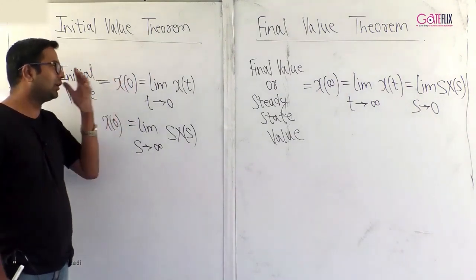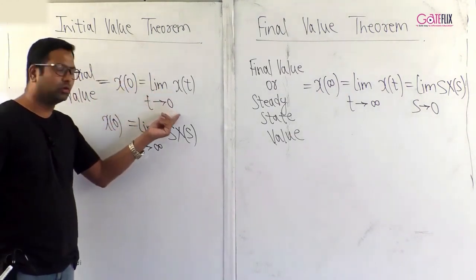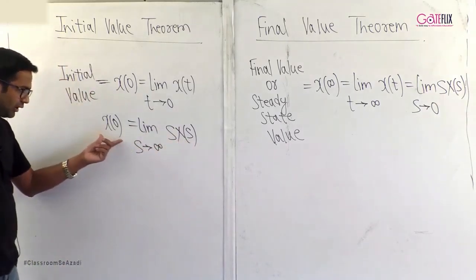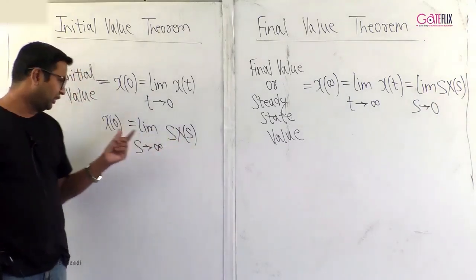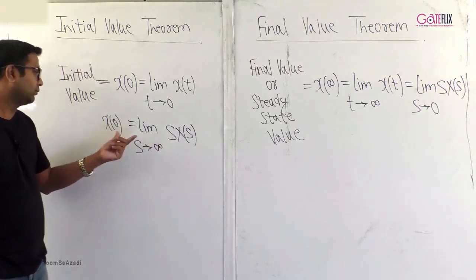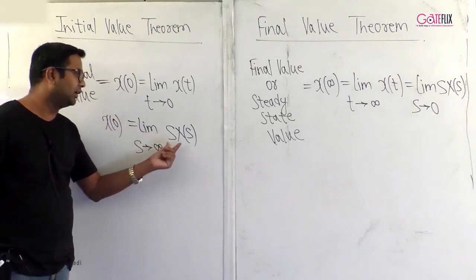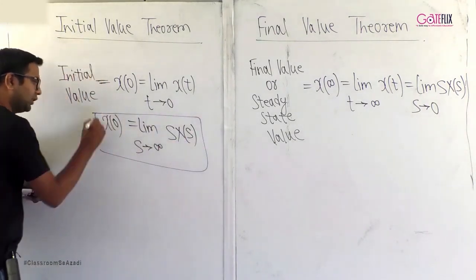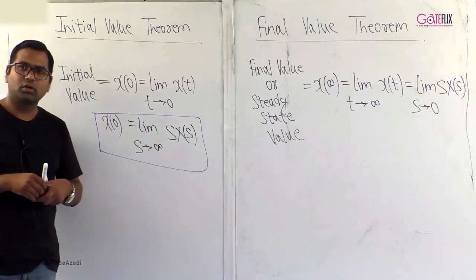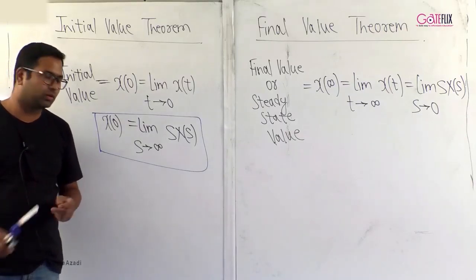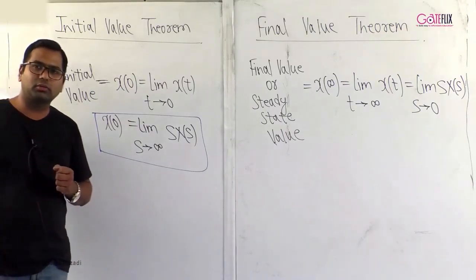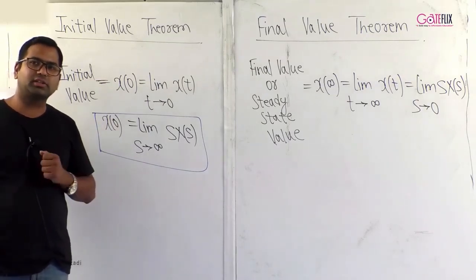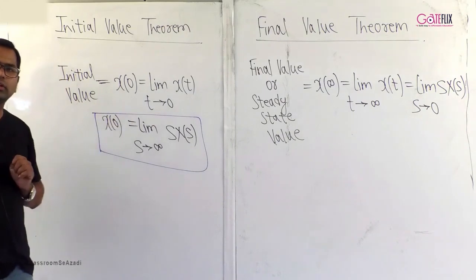Now according to the initial value theorem, the initial value can be calculated from its Laplace transform. How do you calculate the initial value from the Laplace transform? The initial value can be calculated by using limit s tends to infinity s into capital X of s. This statement is called the initial value theorem. We get a lot of questions in competitive exams where you have to use the initial value theorem to find the initial value of the signal x of 0. We will also be discussing some questions where we will be calculating the initial value.